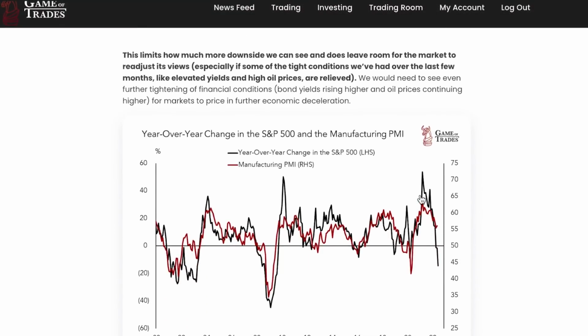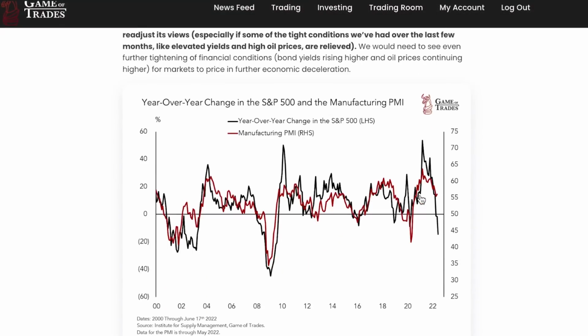And this is very important to understand what's currently happening on the S&P 500. This chart showed the year-over-year change on the S&P 500, right? So the S&P 500 performance that was collapsing against the PMI. And you can see since 2000, we've had this perfect relationship, and the manufacturing PMI, so economic activity, they follow each other. So if economic activity declines, the S&P 500 is going to be weaker, right?